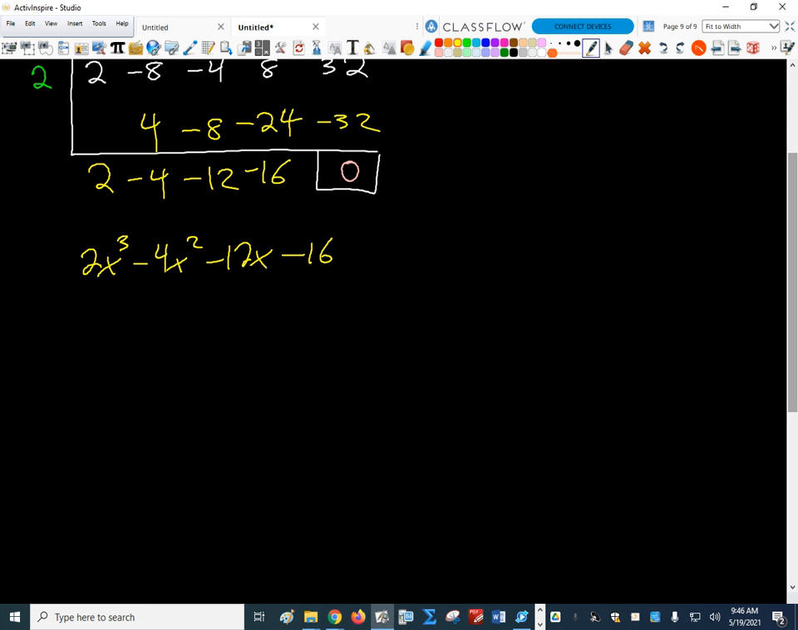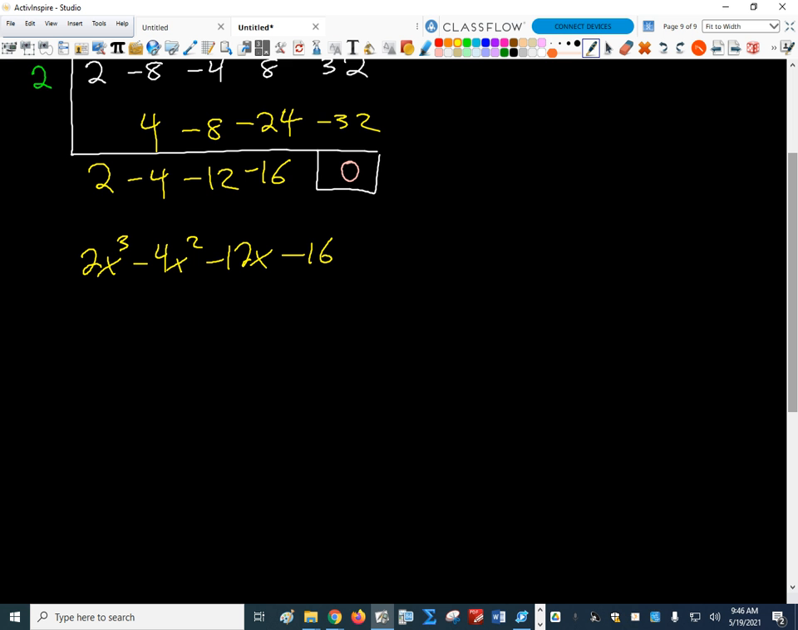Now what do I do? We'll list the numbers, like factors or whatever, from the rational root theorem. So I've got to find all the factors of 16 over the factors of 2. Okay. Now when I do that, I'm going to show you something.